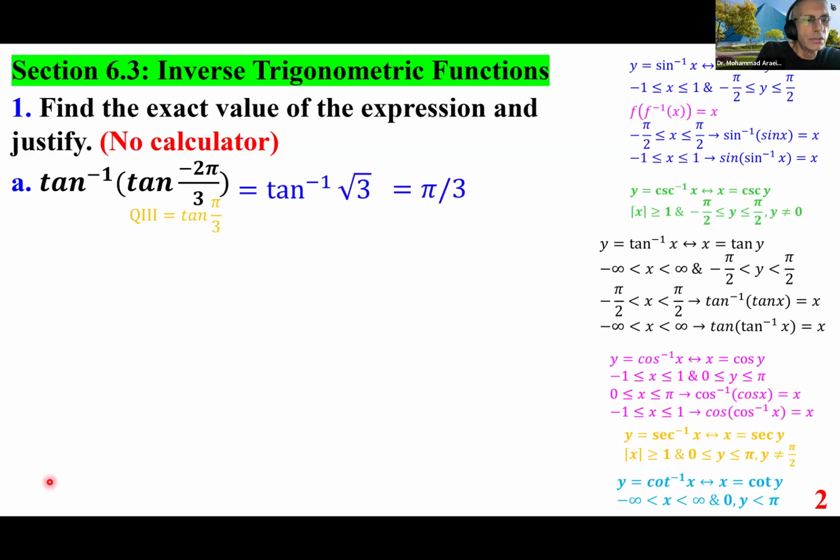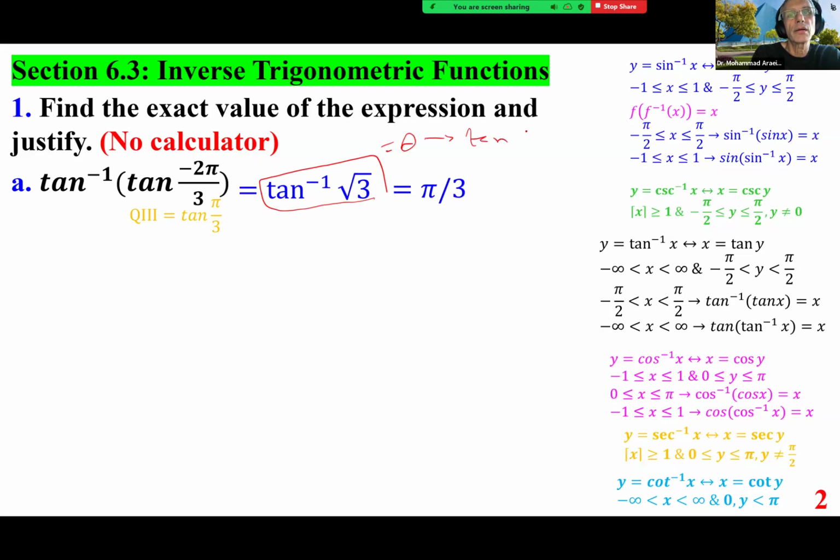By that, you can write this one when you get this far, of course. Tan inverse of square root of 3 is theta. By definition, tan of theta equals square root of 3, which gives you pi over 3. So it's very straightforward.